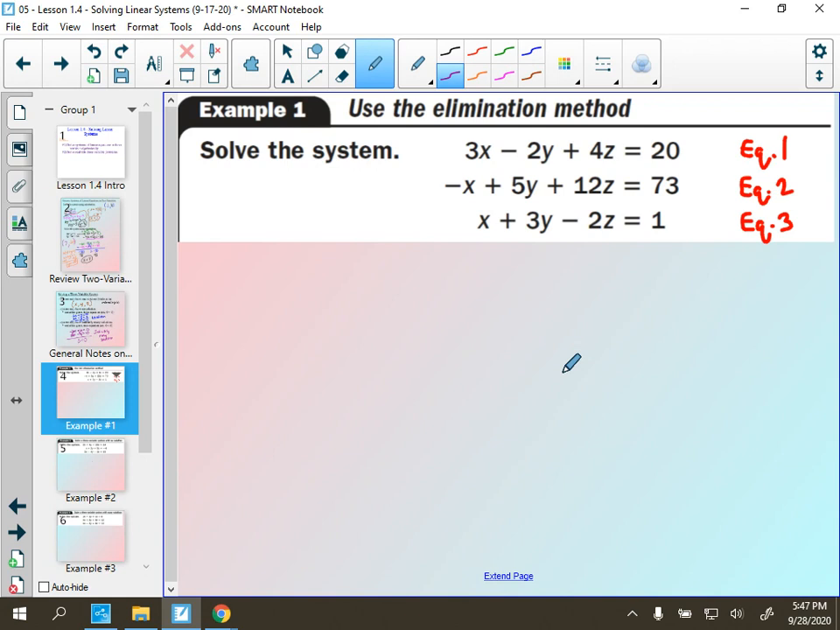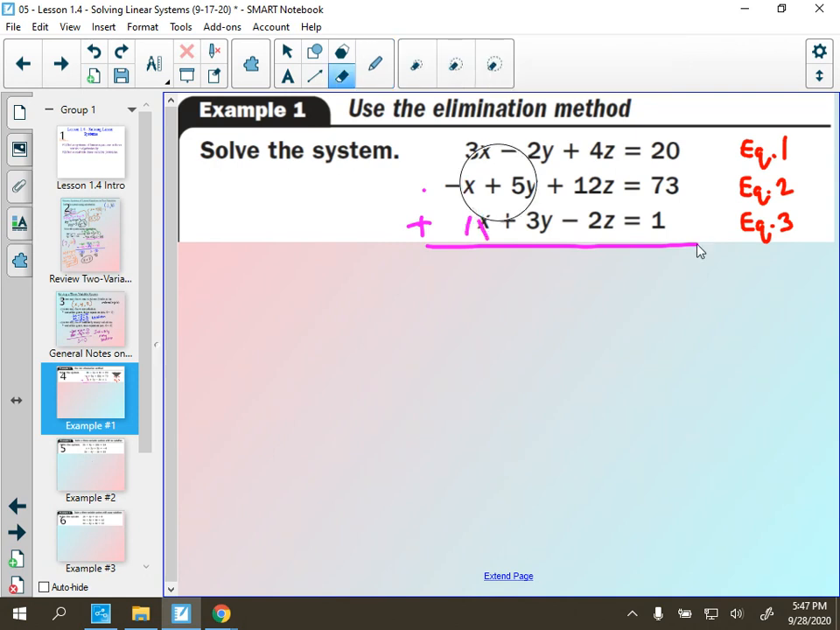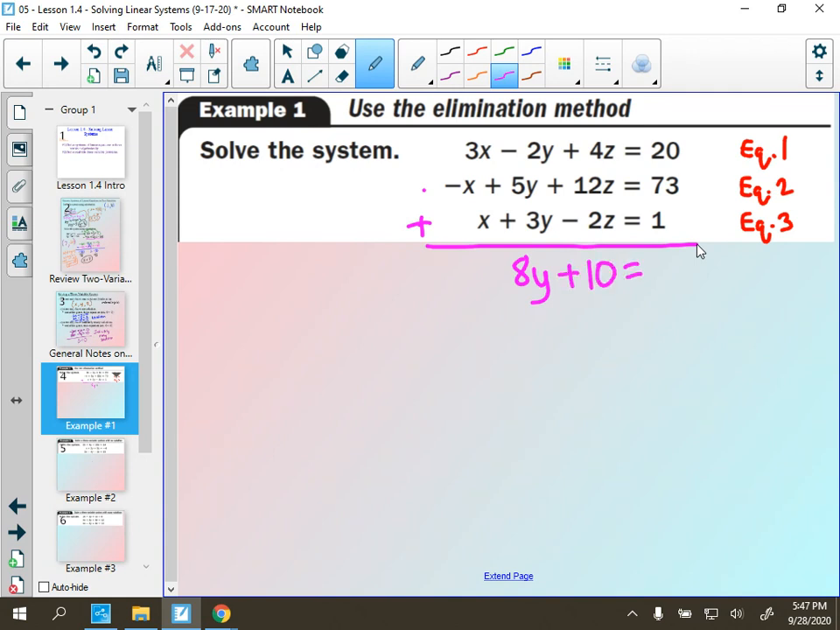All right, so let's go with that first one that I mentioned. I'm going to draw a line right here. I didn't even have to touch this equation and this equation. I can add them exactly how they are and go negative x plus x, 0, eliminated. I'll want to keep that there because I want to see these at some point. So the x is eliminated, but we add up the 5y plus 3y, which is 8y, 12z minus 2z or plus negative 2z is 10z, and then 73 plus 1 is 74. And what I like to do is put a box around it.